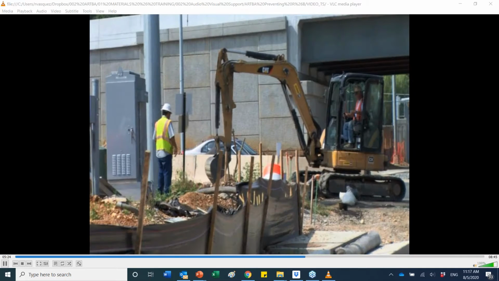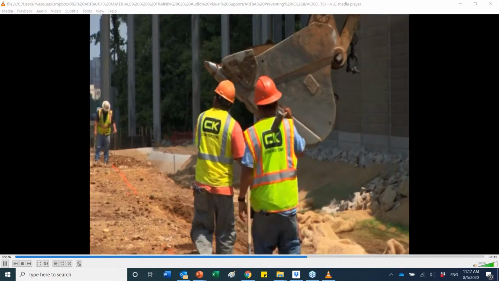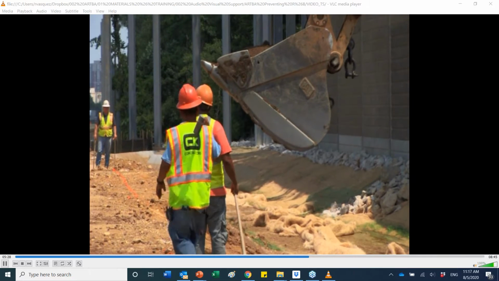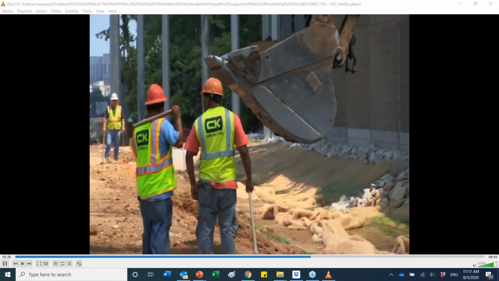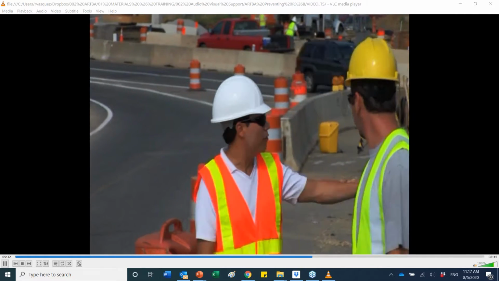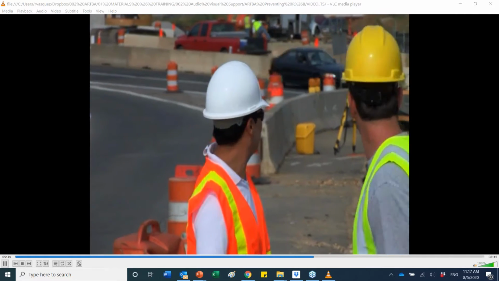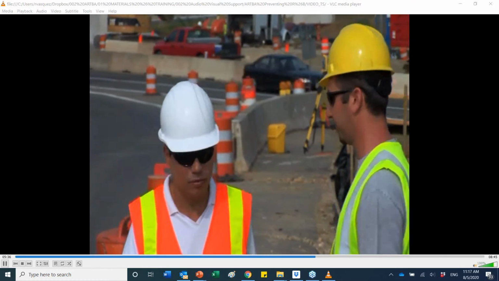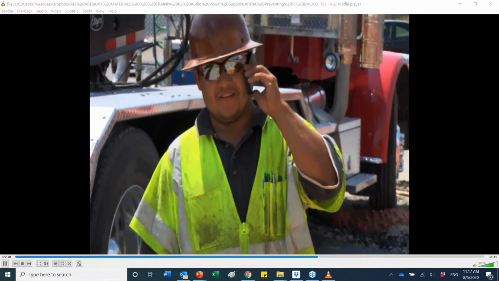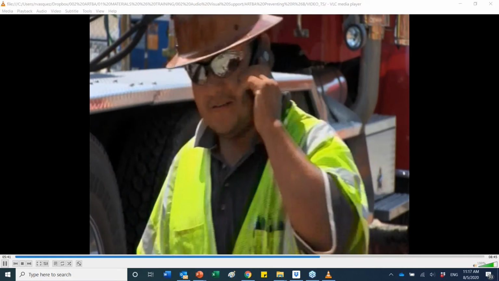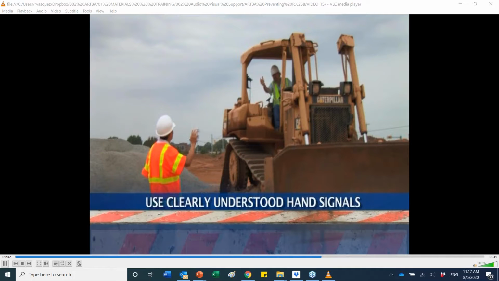And as noted earlier, protect yourself with your hearing as well as your sight. Tune in to backup and other equipment alarms and to other sounds that warn you of possible collision, including your coworkers warning you. Now, to communicate with drivers and operators, it's best to use a radio. Otherwise, use clearly understood hand signals.